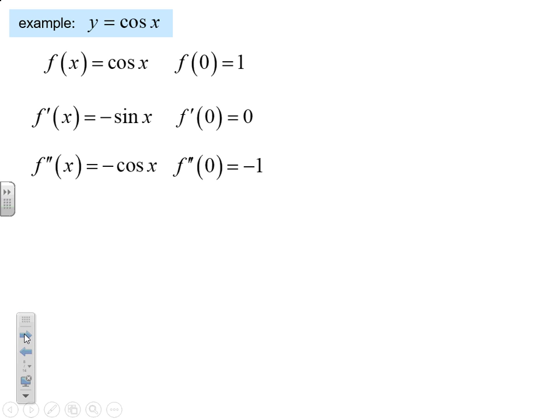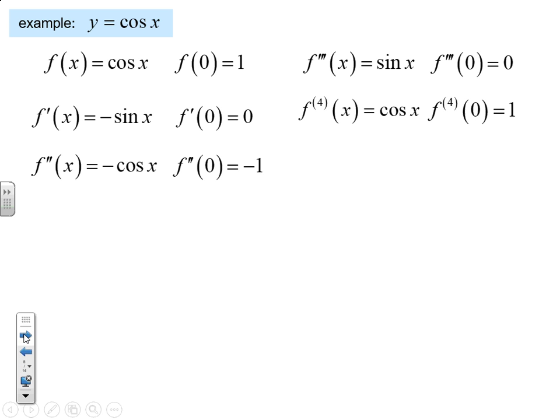Third derivative, evaluated at 0. 0. Fourth derivative? I got 1. Well, what is the fourth derivative? Fourth derivative of cosine, evaluated at 0? Are you seeing a pattern? Yes. What's going to happen next? Negative sin x and 0x. It's going to be 1, 0, negative 1, 0, 1, 0, negative 1, 0, 1, 0, right? It's going to keep going.